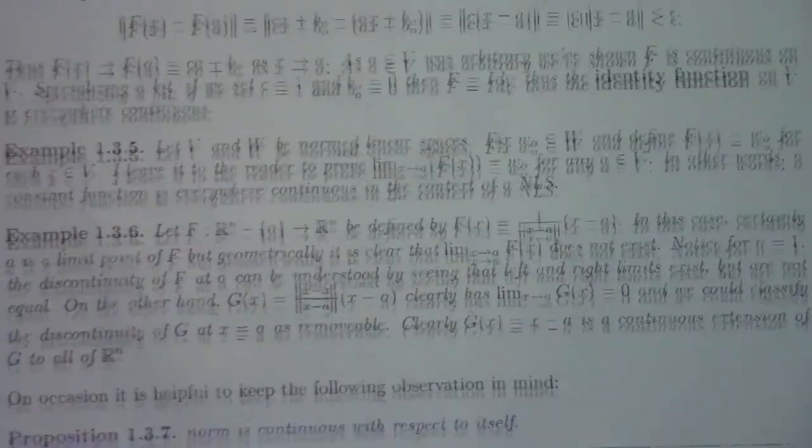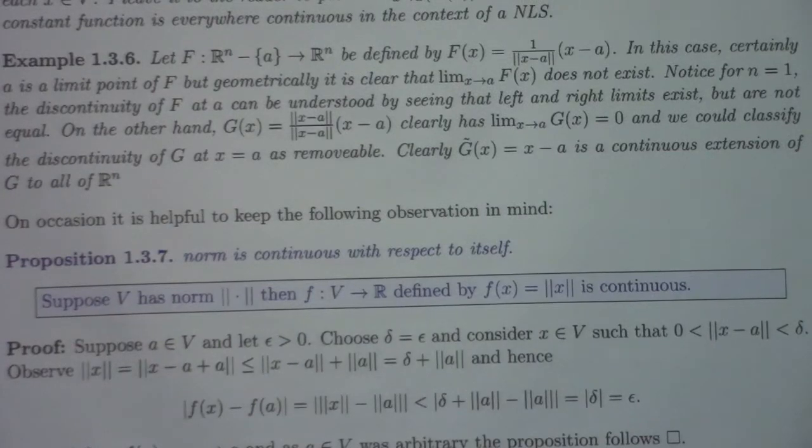Whoop-de-doo. Now, example 1.3.6 is a non-example. This one doesn't exist because, in one dimension, this would be x minus a over the absolute value of x minus a. That's going to 1 from one side and minus 1 from the other. It's actually the algebraic thing you can use to build step functions. It's a formula for step functions if you tinker with it a little bit.